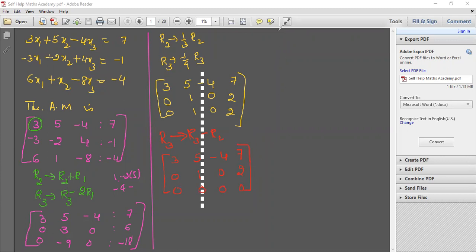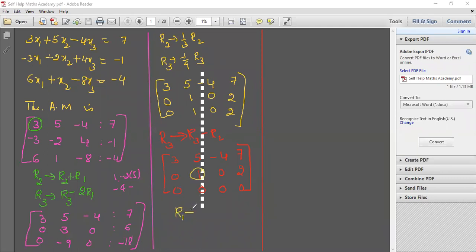Again, if you want, you can continue with some more row operations, but it is not necessary. We can stop at this point, or if you still want more clarification, we can do some more row transformation. I'll just continue: with the help of this, I can make this element 0.